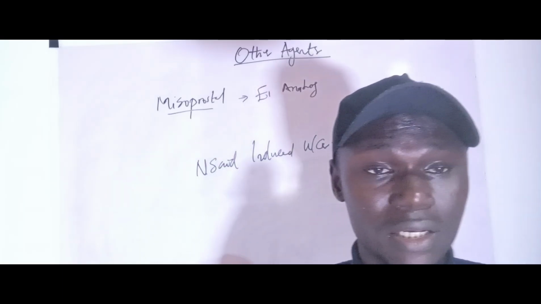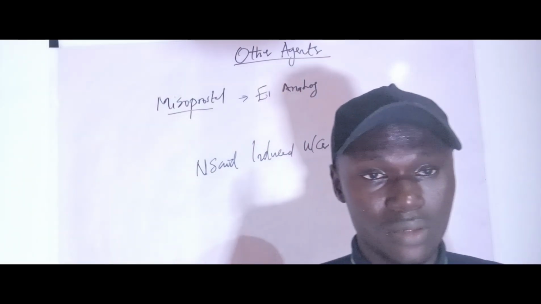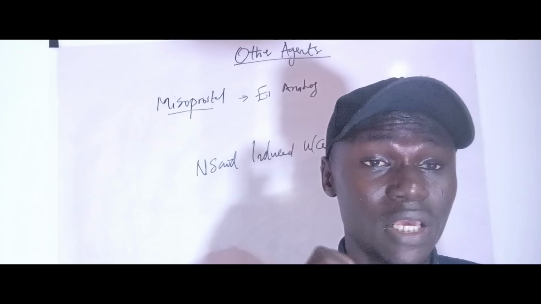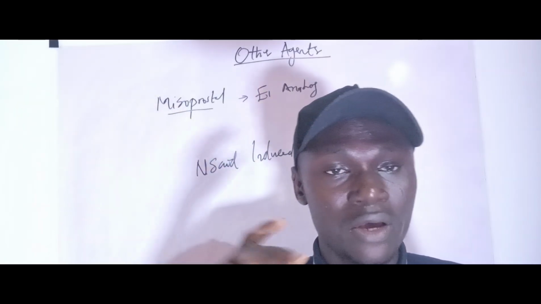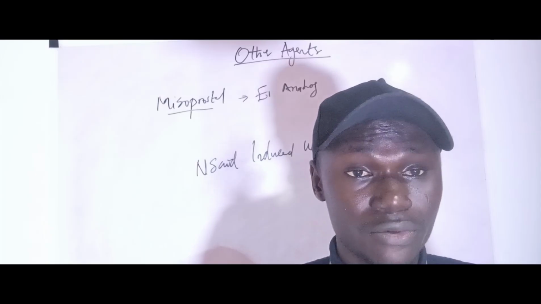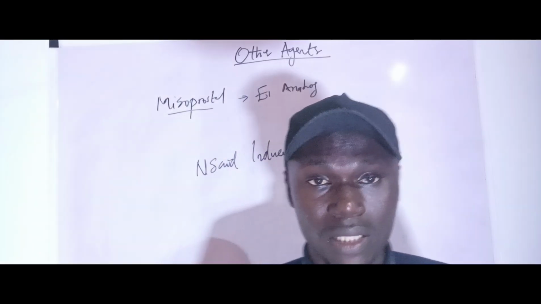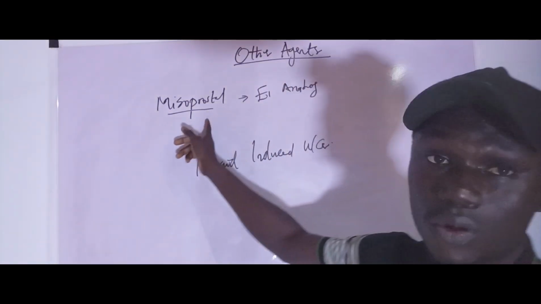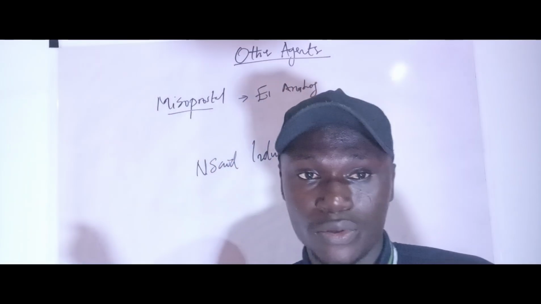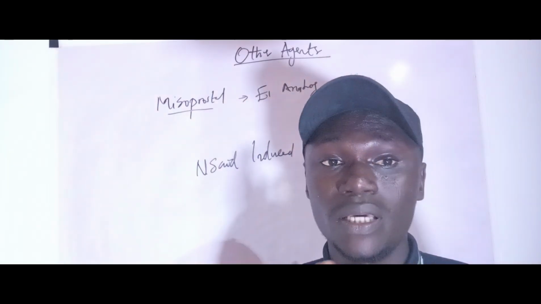For stress-induced ulcer, the drug we use is the H2 blocker. I think I didn't mention it in the video I did on H2 blockers, so I mention it now. The drug of choice for stress-induced ulcer is the H2 blocker. Are you getting it now? But for NSAID-induced ulcer, we use misoprostol. It is the specific drug to use, but it's not the drug of choice. The drug of choice is PPI.